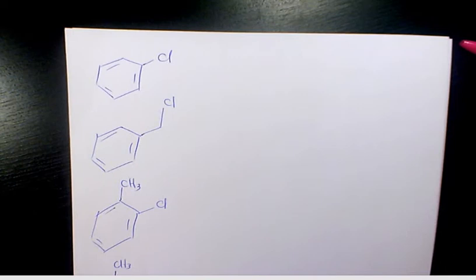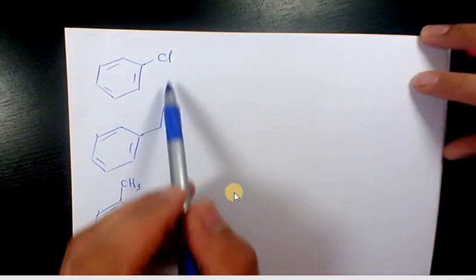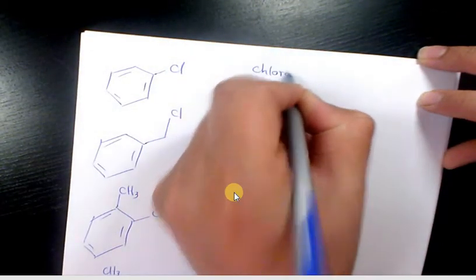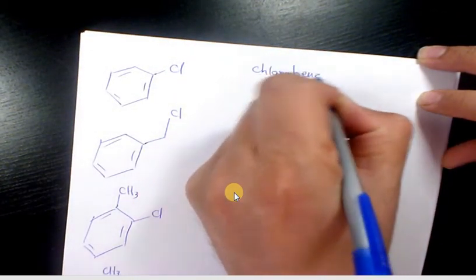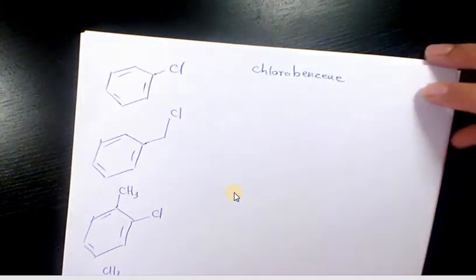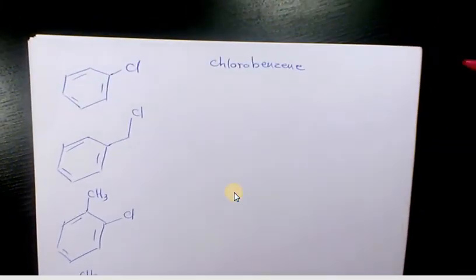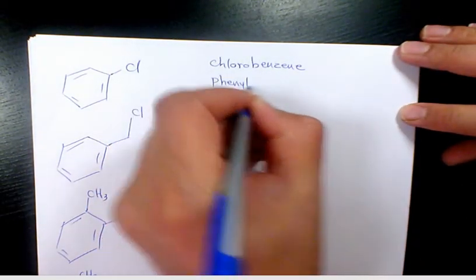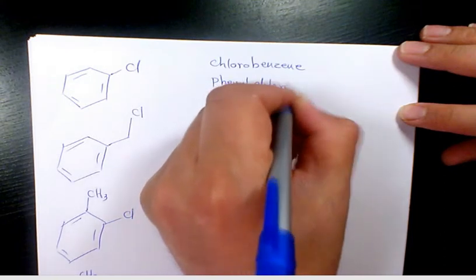In this video I want to name some of these organic compounds that are aromatic, and all of them have a chloro group. First one is a benzene ring and we have chloro. So I'm going to call it chlorobenzene. Or you can also call it phenyl chloride.